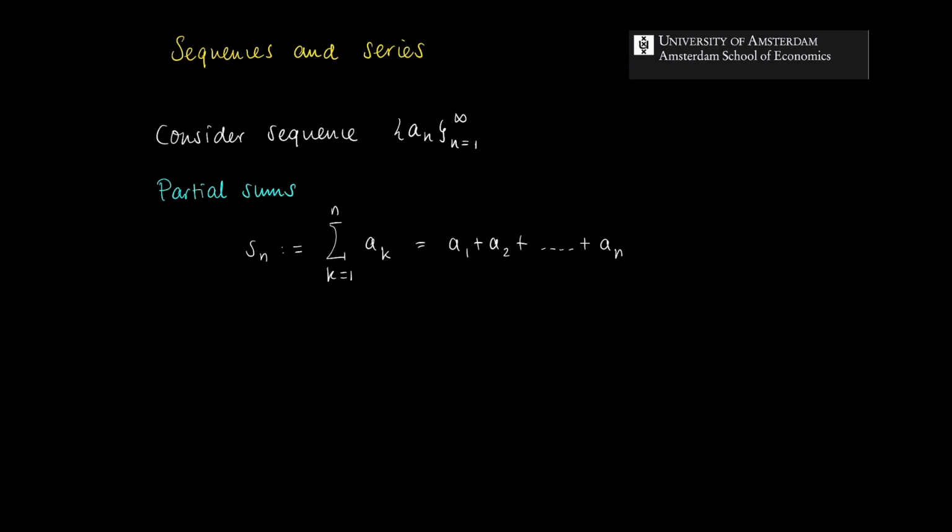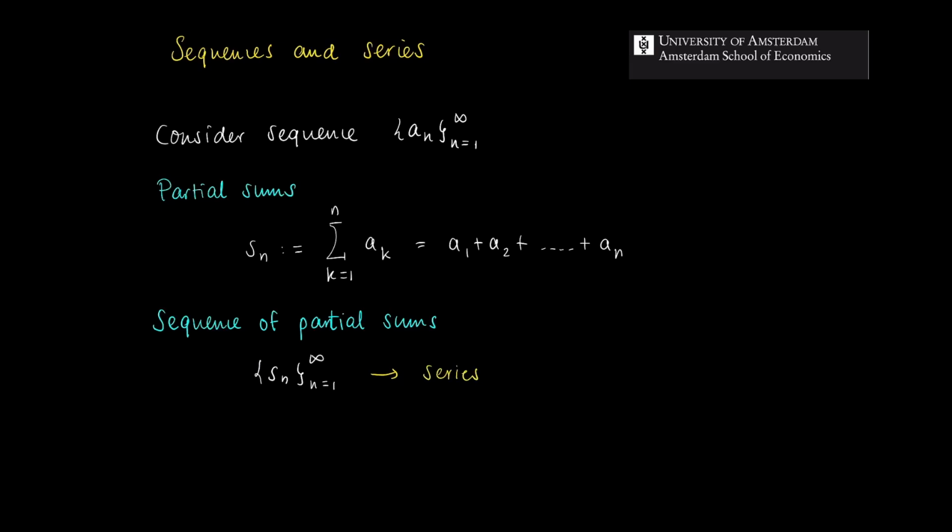until A_n. Now the sequence of partial sums is the sequence S_n. Right? And we start with the first element n equals 1, and we use infinity to indicate that we keep on going, adding up elements of A. Now this is called a series.